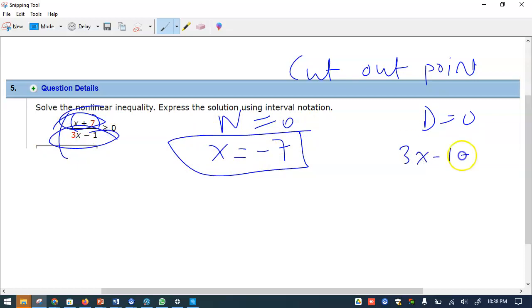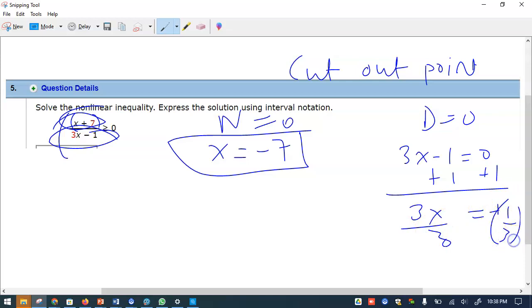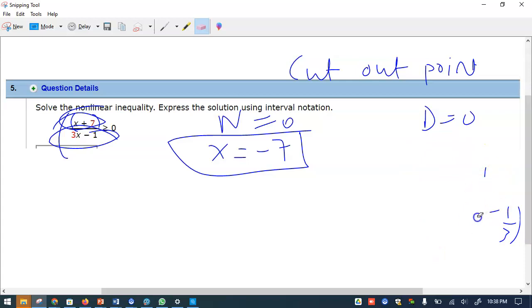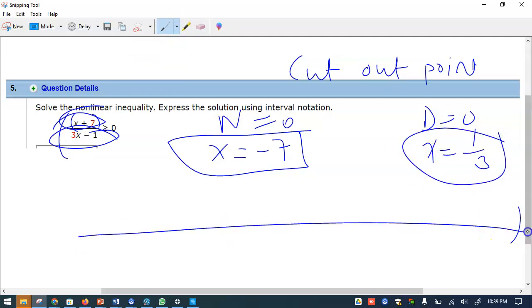Of course, you can check this by doing your regular one-two-step equation, then divide by 3 and you get 1/3. But you don't have to show this stuff. You can directly say, okay, it's x equals 1/3. Done. That's it. Then you divide the number line, with 0 here, and 1, 2, 3, 4, 5, 6, minus 7 right here.